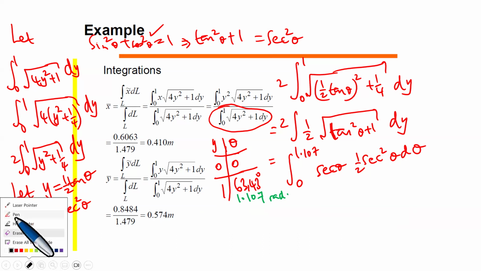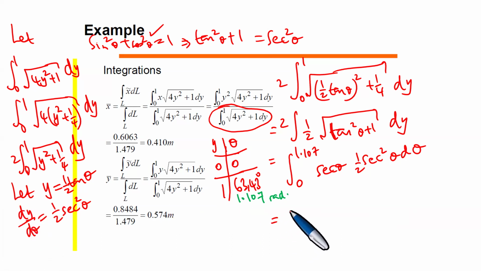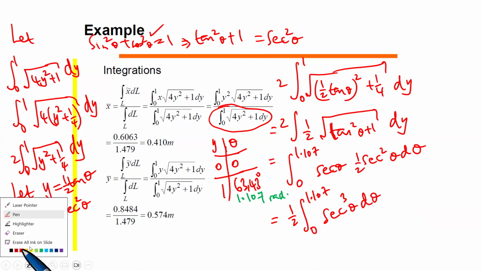All right, so 1/2, 0 to 1.107. Obviously now I need to use integration tables here. You need to use integration tables in general, because now you bring the half there, and then you have the secant cubed of theta d theta. Okay, this is the problem we have in front of us.